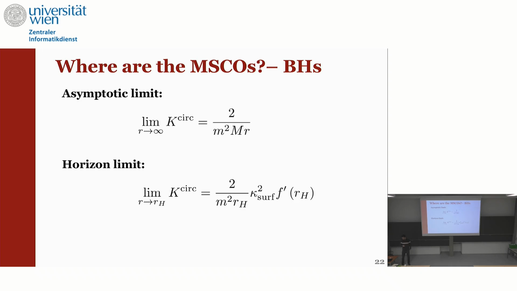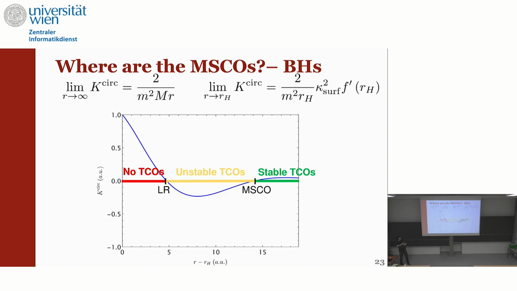So now we consider both the asymptotic limit and the horizon limit. And in the asymptotic limit, we have the usual 1 over r behavior. And in the horizon limit for black holes, we have that this goes like the derivative of this GTT at the horizon. And this is always positive by construction. So this is the typical behavior of the Gaussian curvature that indicates the structure of time-like circular orbits in the spacetime.